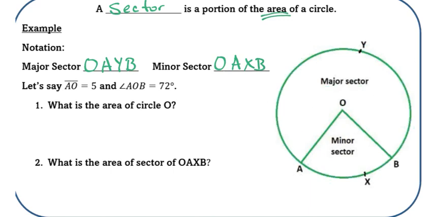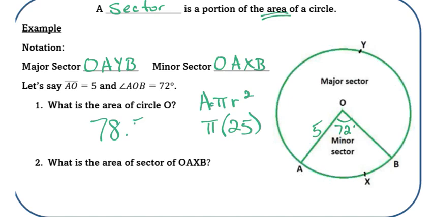All right, so we have the same measurements as before. AO is 5. AOB is 72 degrees. What's the area of the circle? So area is pi r squared, pi times 25 is 78.5. So that's the total area.